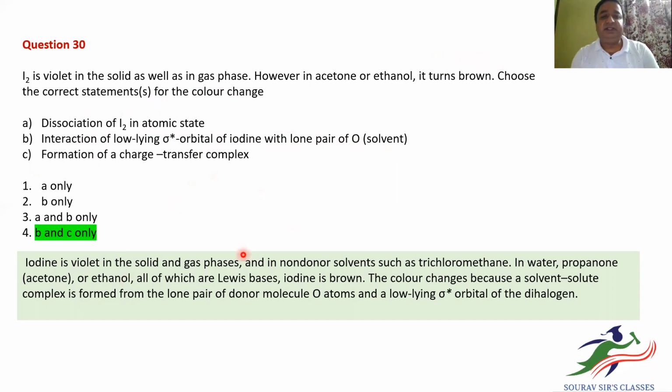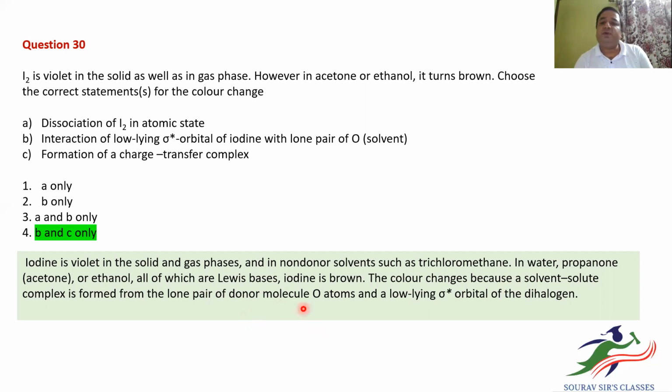Now, iodine is violet in solid and gaseous state and in non-donor solvents like dichloromethane or carbon tetrachloride. It does not dissolve in water, but in combination with KI, it dissolves in water. In propanol or ethanol, such Lewis bases, iodine becomes brown. Now, the color changes because a solvent-solute complex is formed over here.